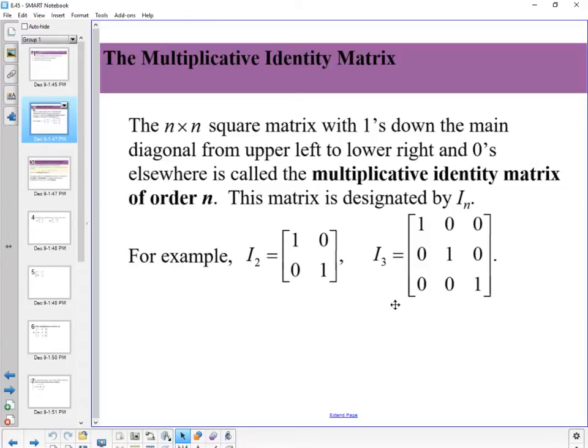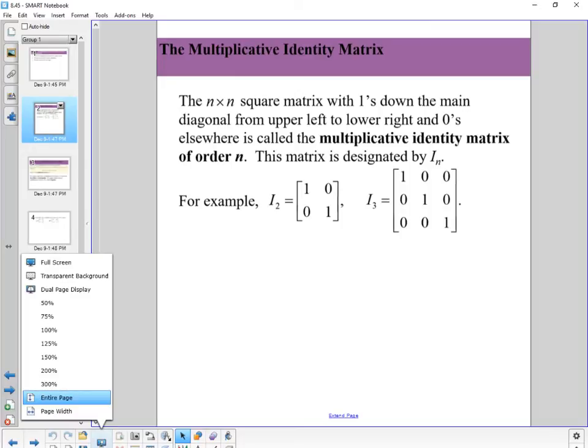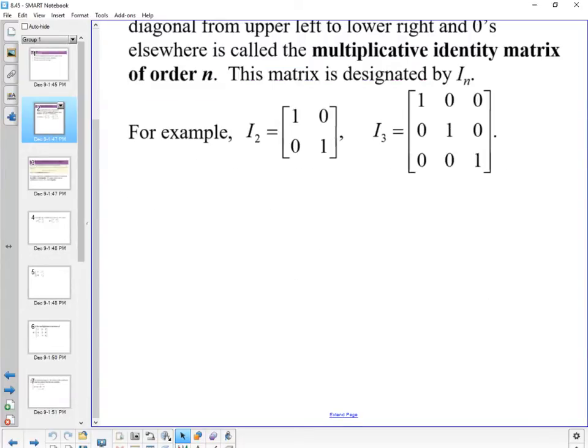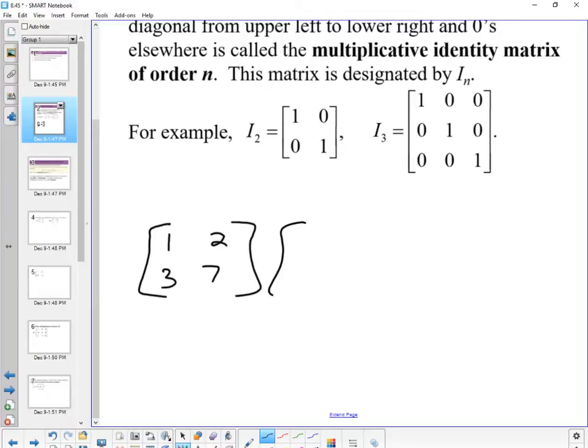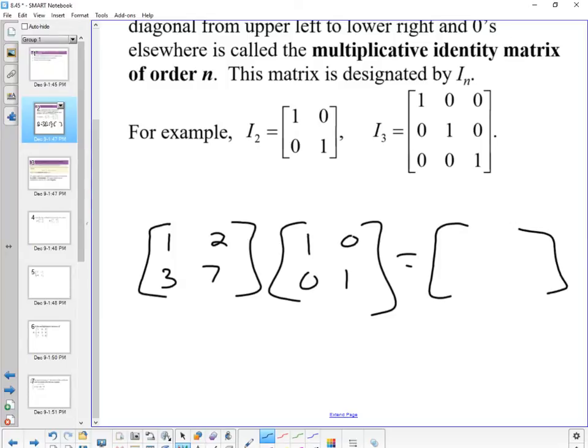Yeah. Because I don't believe you, Mr. Munoz. We'll talk about what the purpose is. But you always want to have an identity, right? So let's make up a matrix. Someone give me some elements. 1, 2, 3, 7. All right, I'm going to multiply by the 1, 0, 0, 1. Okay? Can I multiply those two? Yeah, they're 2 by 2s, right? What should I get out? A 2 by 2.